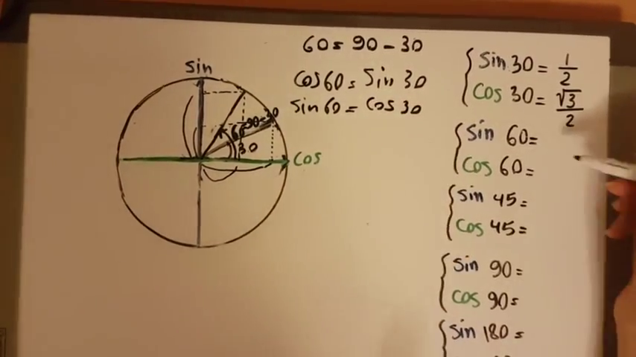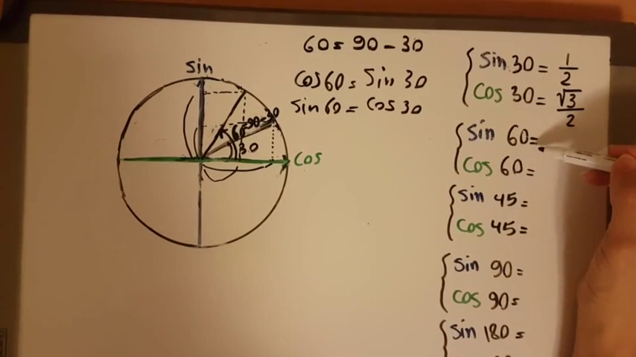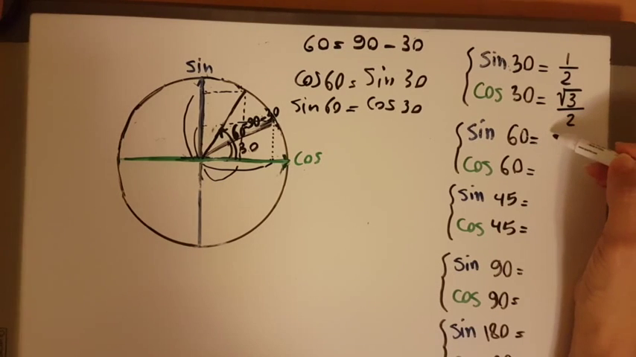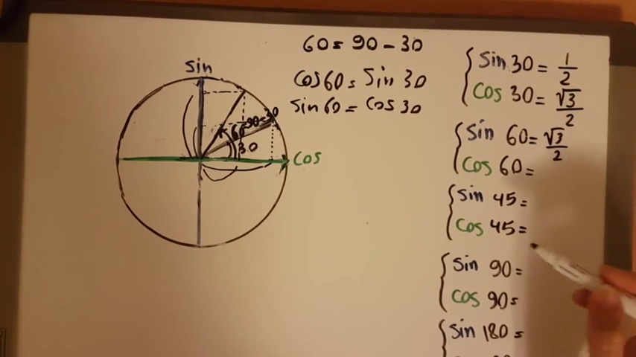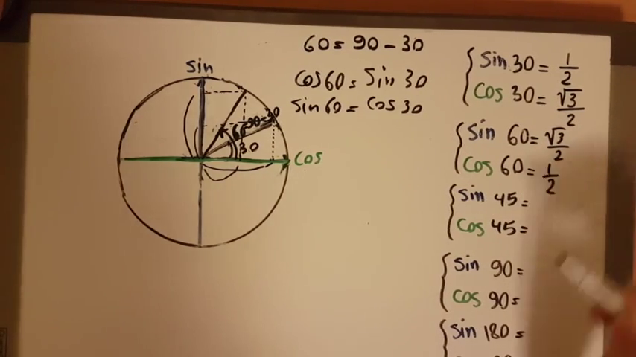So it's very easy to complete this part now. Sine of 60 equals radical 3 over 2, and cosine of 60 equals 1 over 2.